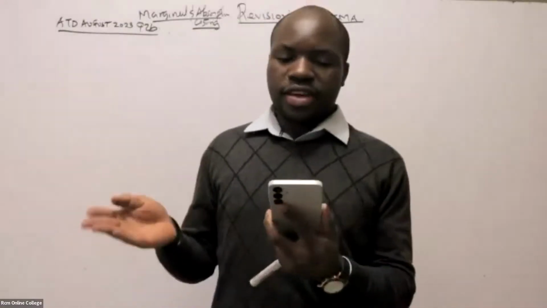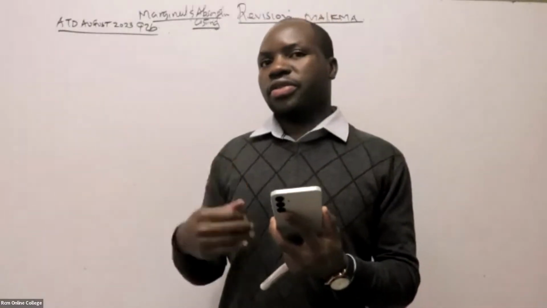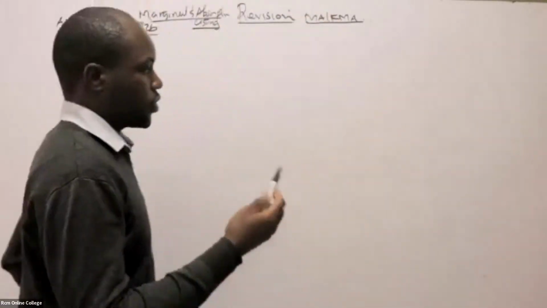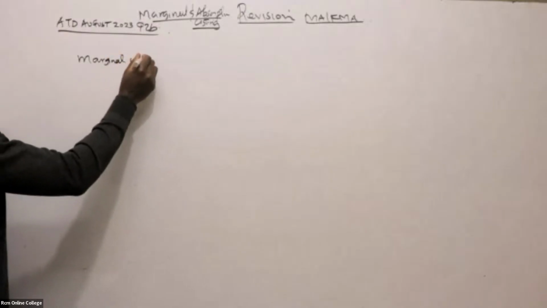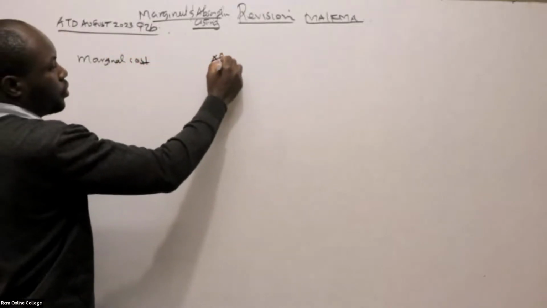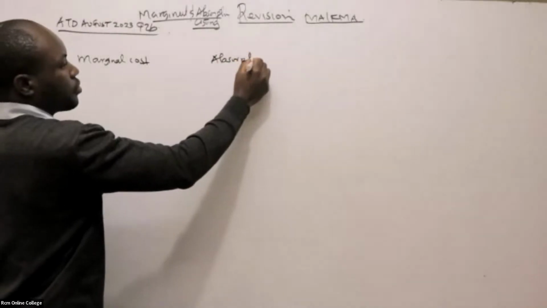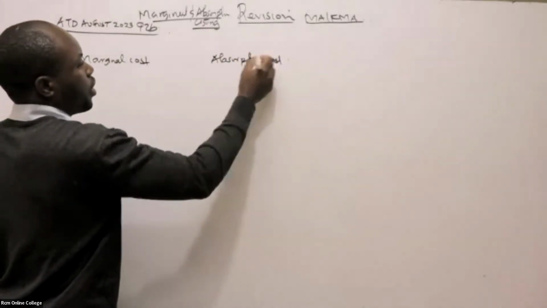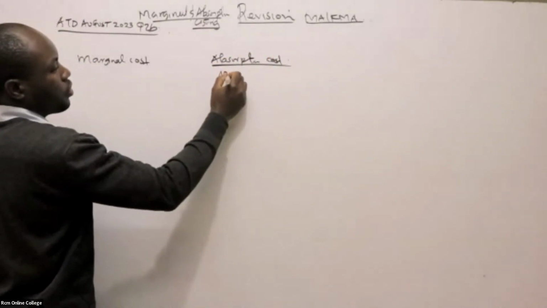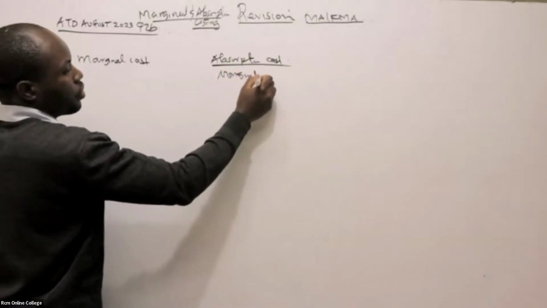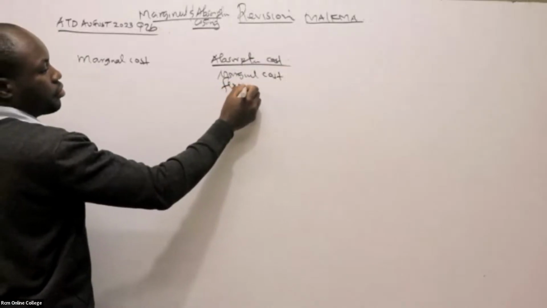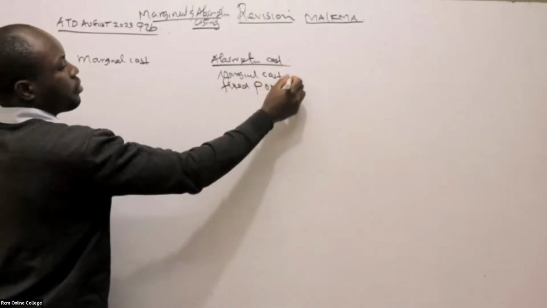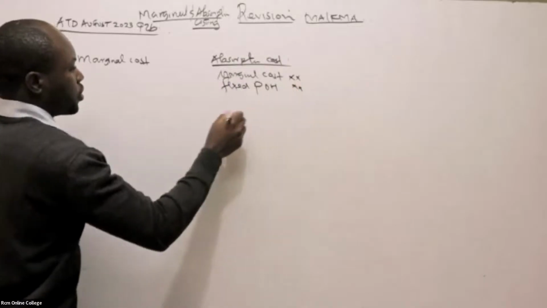Great. So what we need to do first is to get the marginal cost and also the absorption cost or full cost. So what is our marginal cost here? We all know that absorption cost is our marginal cost plus fixed production overhead.